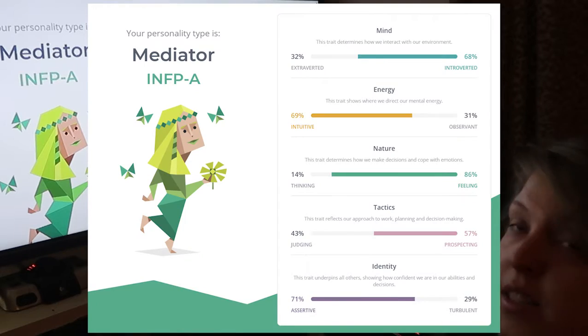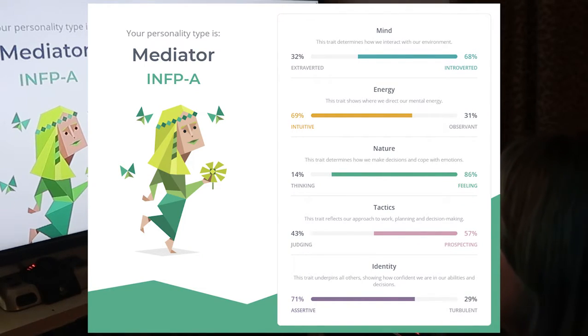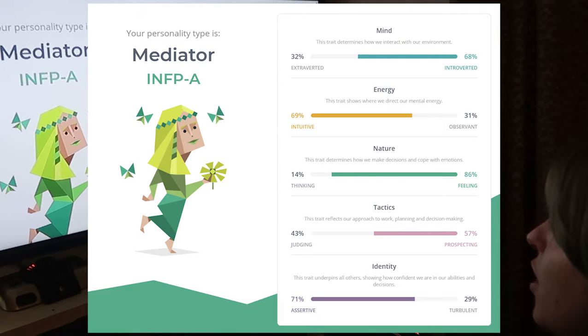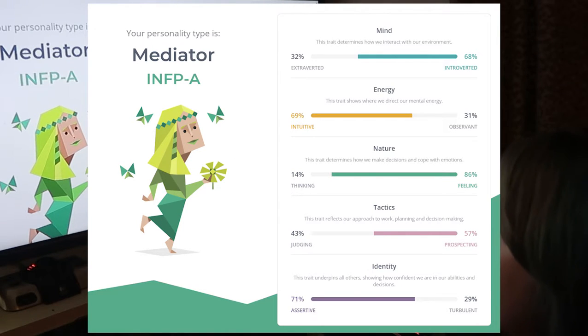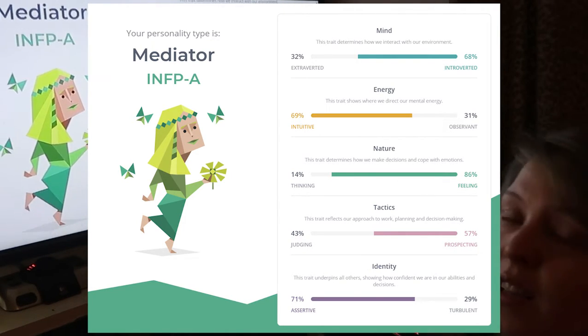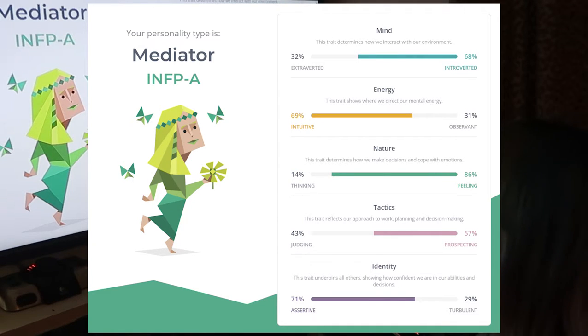I'm 69% intuitive and about 31% observant. Apparently that's where we direct our mental energy. When it comes to my nature, how I make decisions and cope with my emotions, I am 86% feeling and 14% thinking.